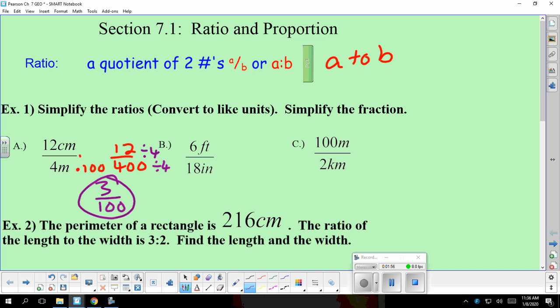How many inches are in a foot? 12. So I'm going to multiply this by 12, and I get 72 to 18, or a 4 to 1 ratio.